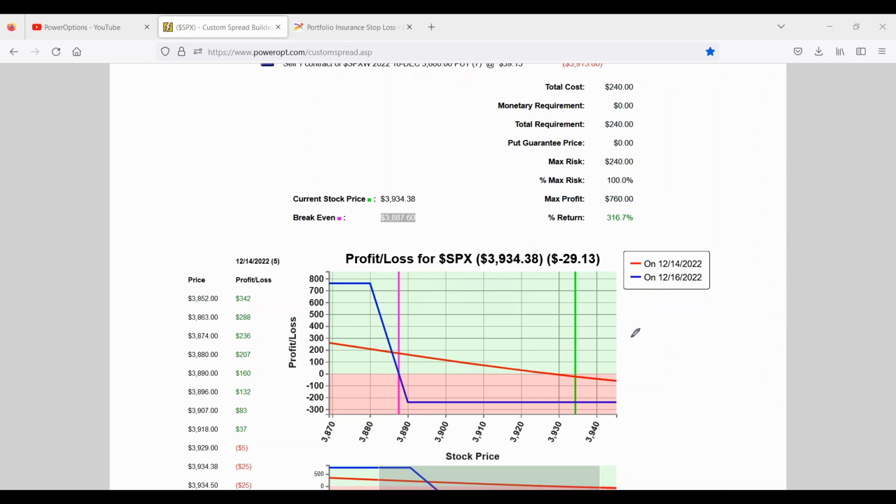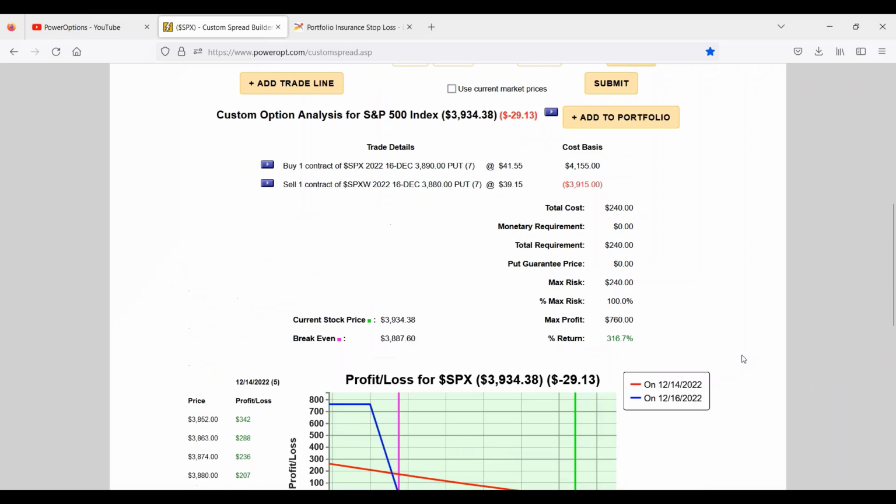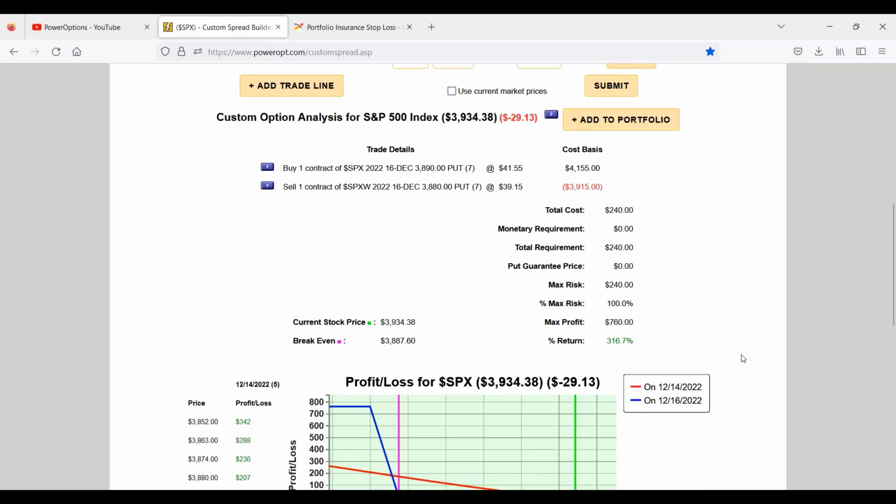So, what structure would we use? Well, typically with any credit spread, bull put credit, which he was attempting to do initially by selling the $38.90.